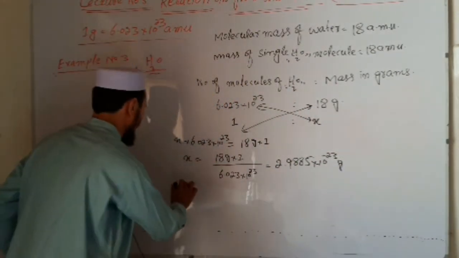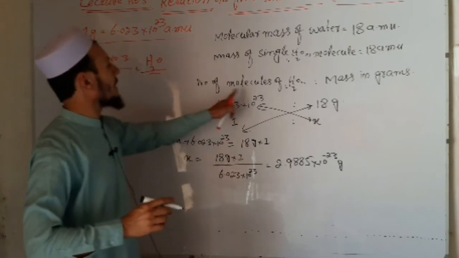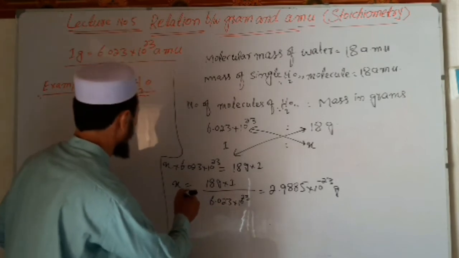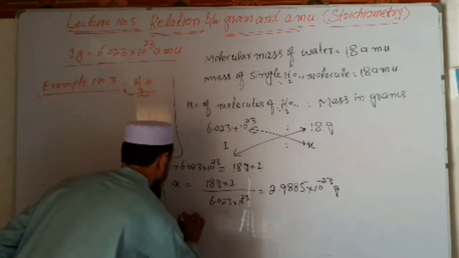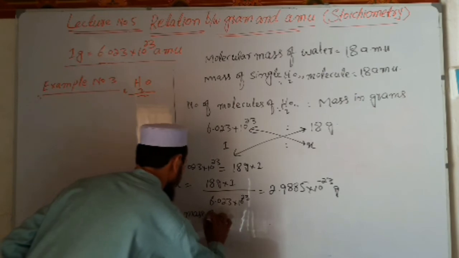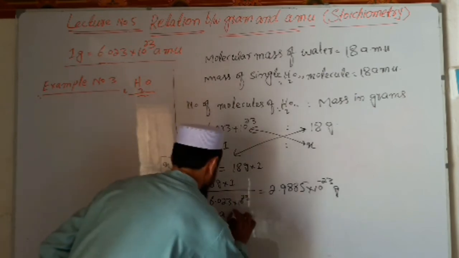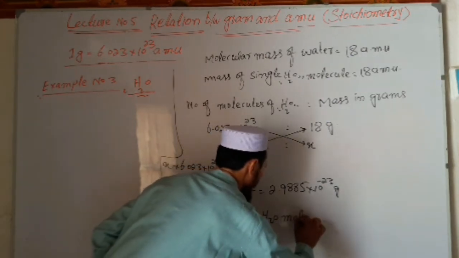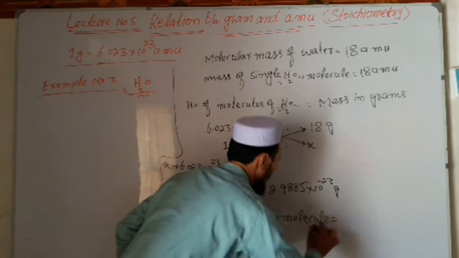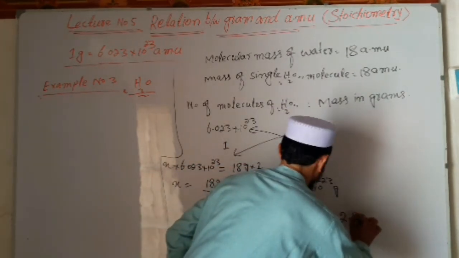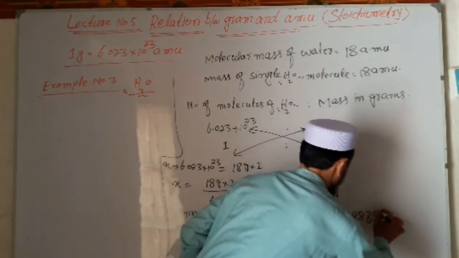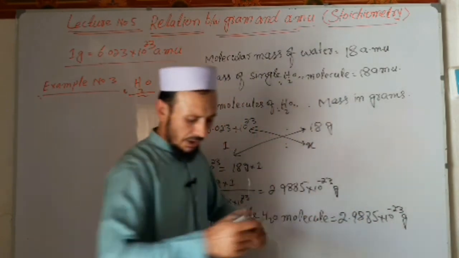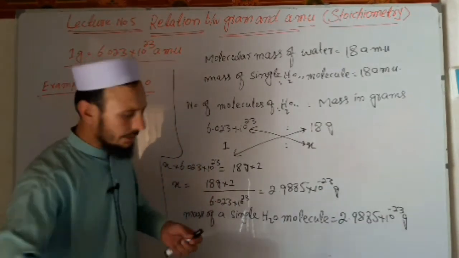Therefore, it means that the mass of one molecule of water in gram is equal to this one. So it means that the mass of a single H2O molecule is equal to 2.9885 multiplied by 10 raised to the power of minus 23 gram. So what does this mean, dear students?